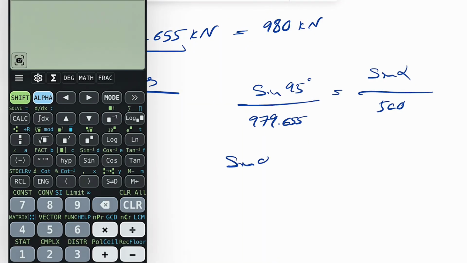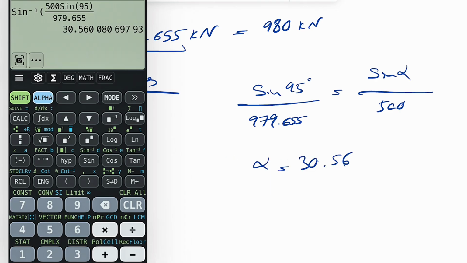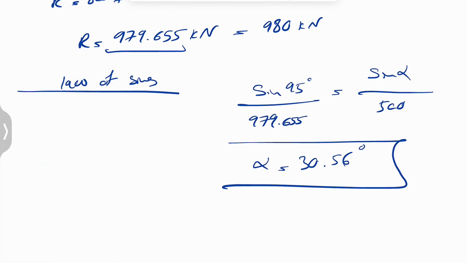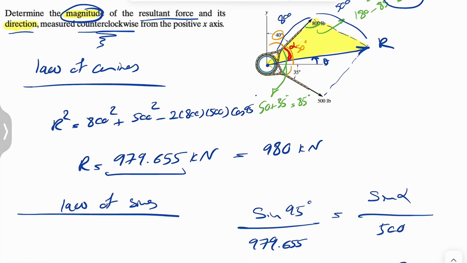So we are looking for the sine inverse of 500 times sine of 95 over 979.655. All right, so our alpha would be 30.56 degrees. But that's not what we're looking for. What we are interested in here is the angle theta. And we figured that this whole angle is 50 degrees. So theta would be this 50 degrees, that I showed in orange, minus alpha.